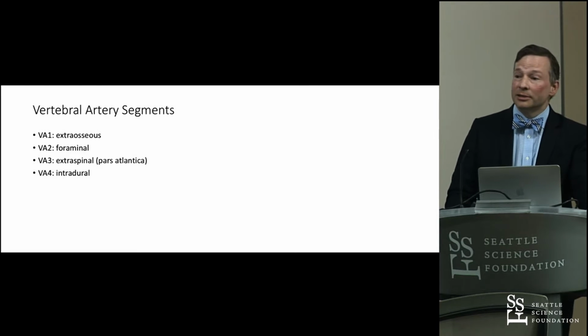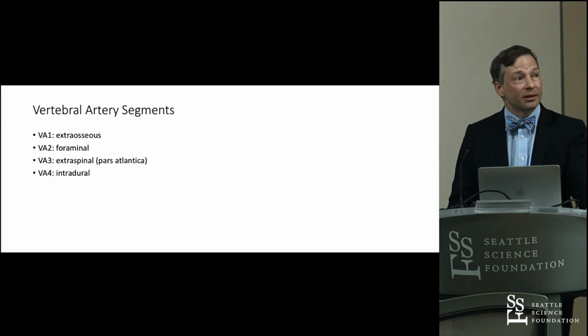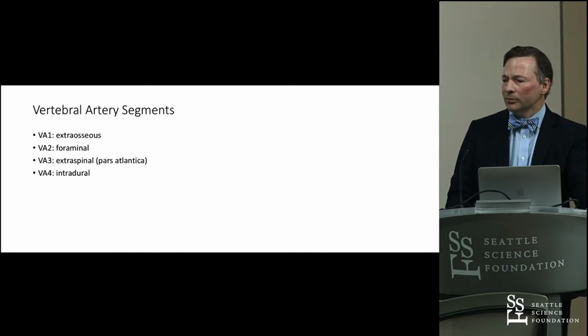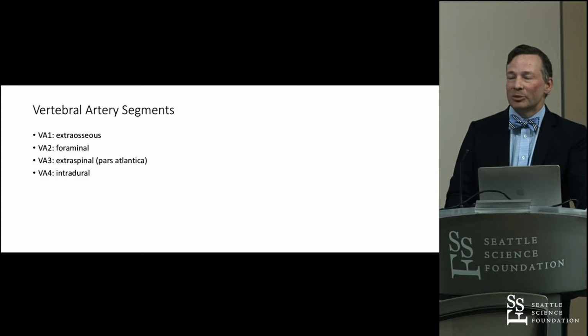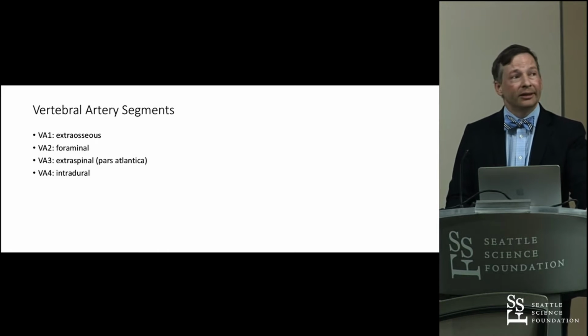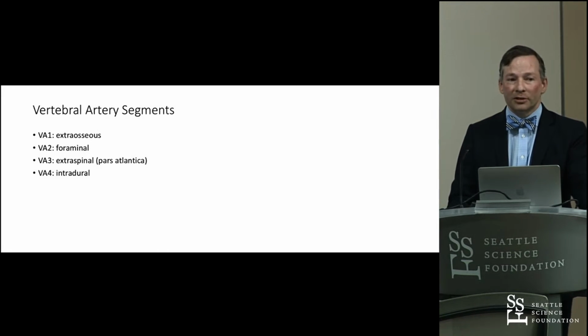So the first segment is arising off of almost always the first branch of the subclavian artery, and is termed the extraosseous branch. Then the foraminal branch, V2. The V3 and V4 terminology is varied in the literature. Some people will use a part that is through the second transverse foramen. We're going to call everything that's in transverse foramina V2, and then the V3 is after it leaves the transverse foramen of C1 and prior to going intradurally, and we like to use the term pars atlantica for that. And then the intradural segment, V4.